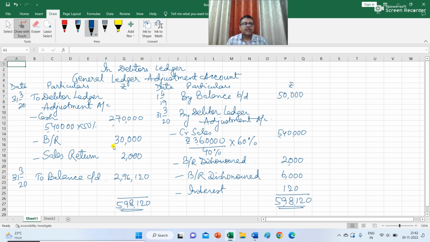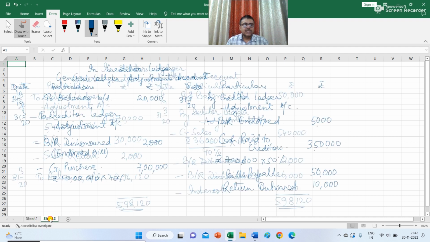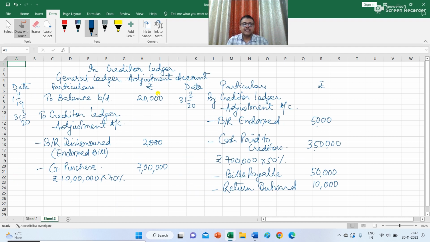So please have a look at the general ledger adjustment account as it is appearing in the debtor ledger. Now it's time to close the general ledger adjustment account as it is appearing in the creditor ledger. So you will get a balancing figure on the credit side. So I am writing here by balance c/d as 3,07,000, and the sum total of debit and credit side is 7,22,000. So please have a look at the general ledger adjustment account as it is appearing in the creditor ledger.